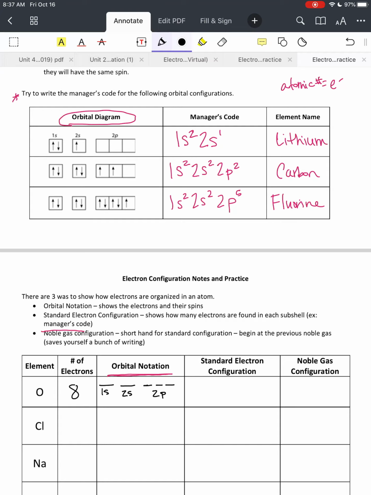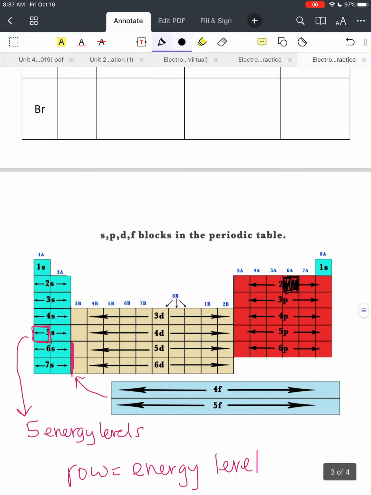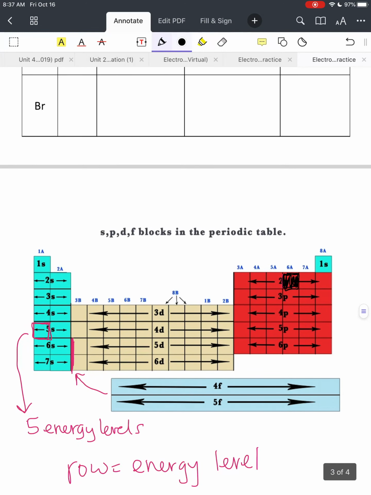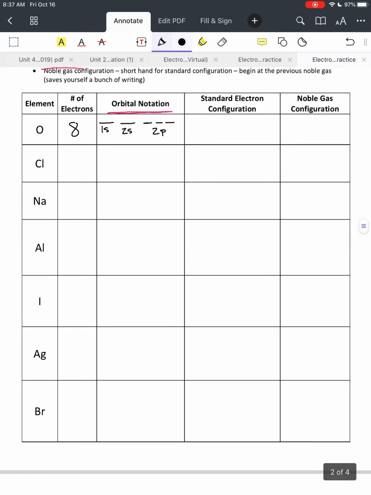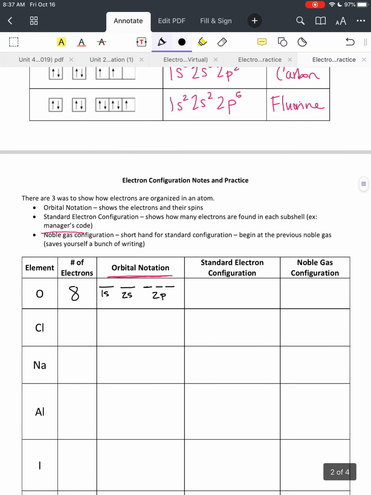Okay, so how did I know that I needed a 1s, a 2s, and a 2p? So let's go back and look at this picture. Here's oxygen. The thing with writing electron configurations is we're always going to start here at the beginning. So if you look, I have 1s, 2s, and then over here I have 2p. So I know that all of this oxygen's electrons are going to live within those orbitals. And I know that each orbital can hold 2 electrons.